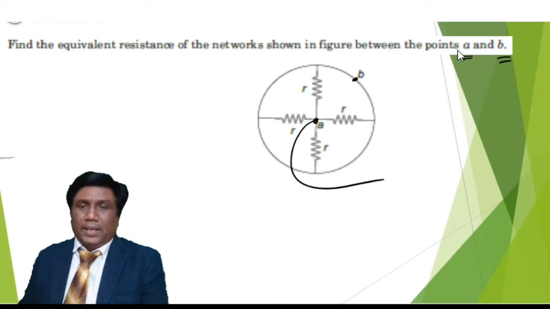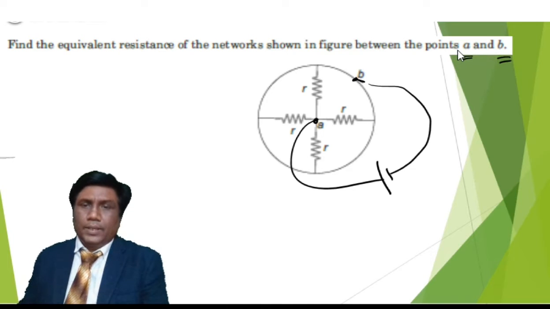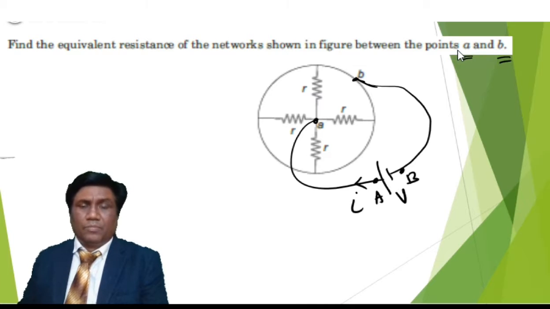If I connect a cell between A and B, the current will flow. So what is the net opposition to the flow of current? That is the resistance, that is the definition of equivalent resistance. Say this point is A, and this point's potential is B. So VA minus VB is nothing but the voltage of the battery.